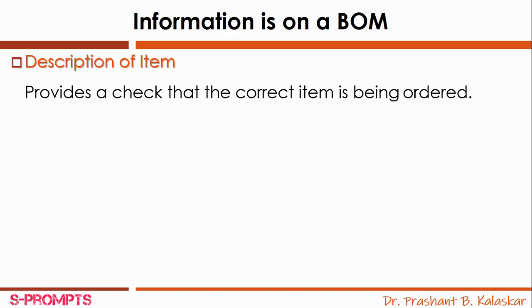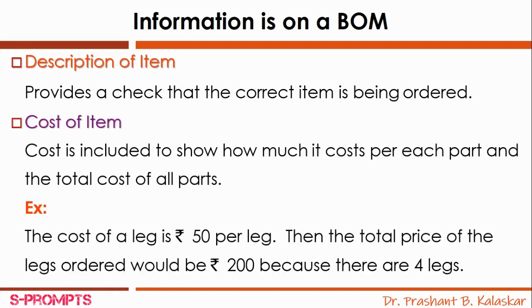Next comes the description of item. Description of item describes what the item is, and additional information about the item is clearly mentioned as a check that the correct item is being ordered. If any wrong item is received, then it may affect the production process and delay supply to the market. Hence, along with item code, description of item is clearly mentioned.